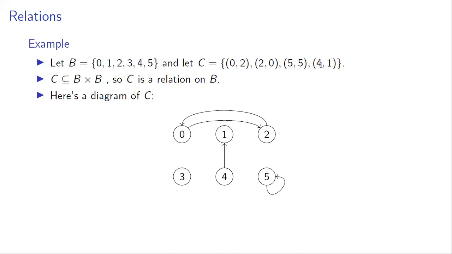And then we have another ordered pair 4, 1, so we draw an arrow from 4 to 1. Notice this node here, this 3, doesn't have any arrows connected to it. That's fine. We still have to draw it because it's still part of this set. And remember, C is a relation on B, a relation on this set.